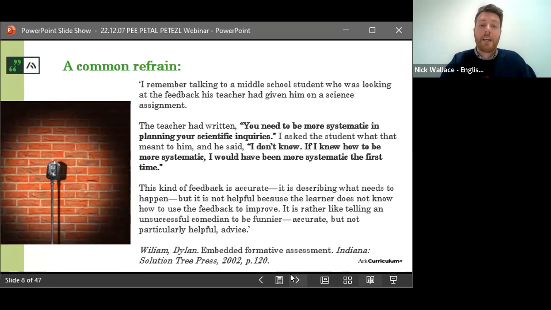This kind of feedback is accurate, it's describing what needs to happen, but it's not helpful because the learner doesn't know how to use that feedback to improve. It's a bit like telling an unsuccessful comedian to be funnier: accurate, but not particularly helpful advice.